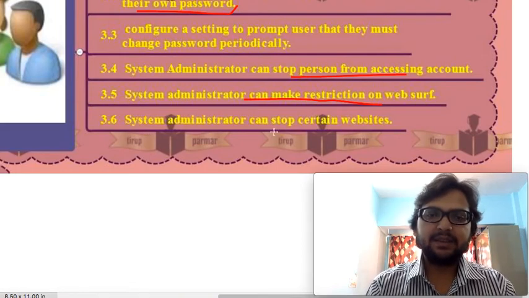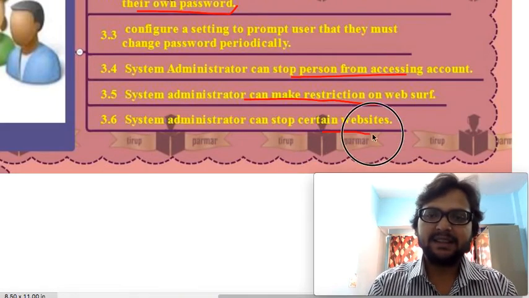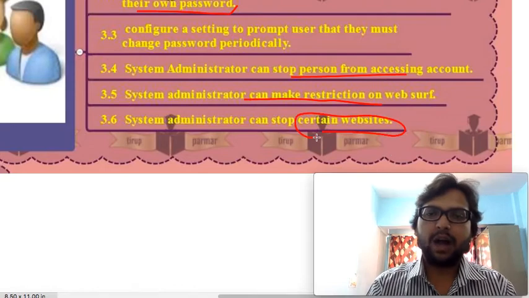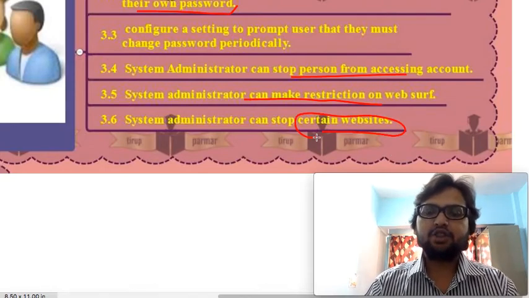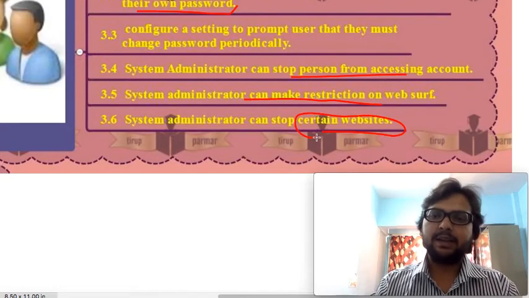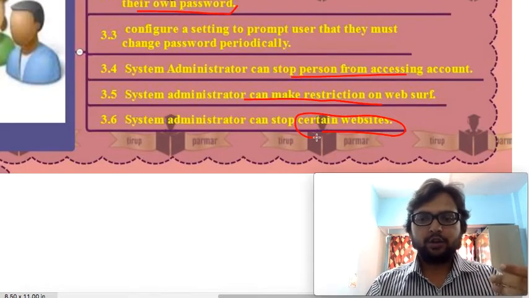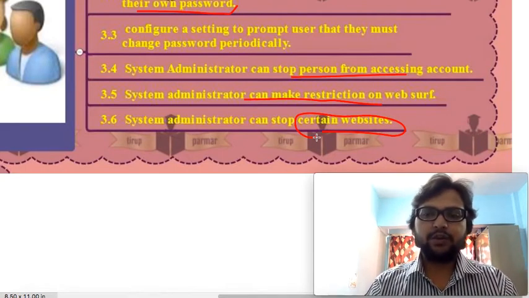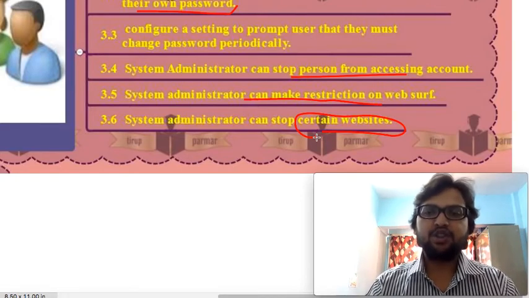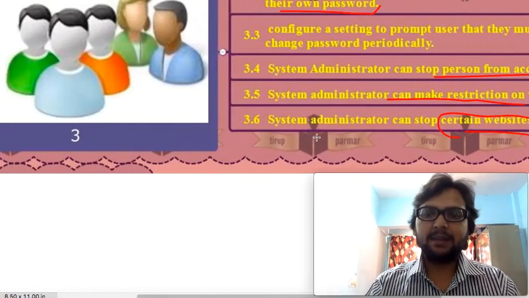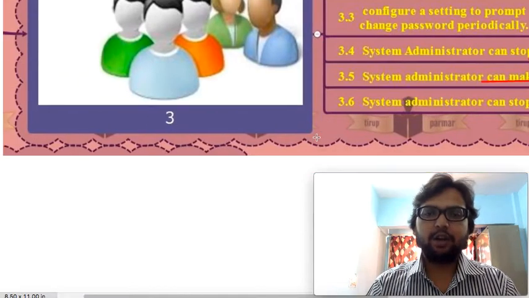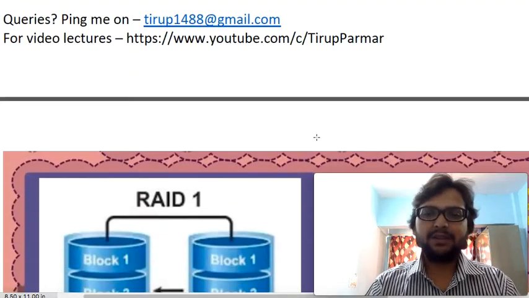The same way, the system admin can stop certain websites, as I said already. So how can the system admin stop some website? Using a proxy server. A proxy server is responsible for monitoring and making sure what users should access and how users should access those things. We'll discuss the proxy server as well. That is also our topic. For now, just remember this.